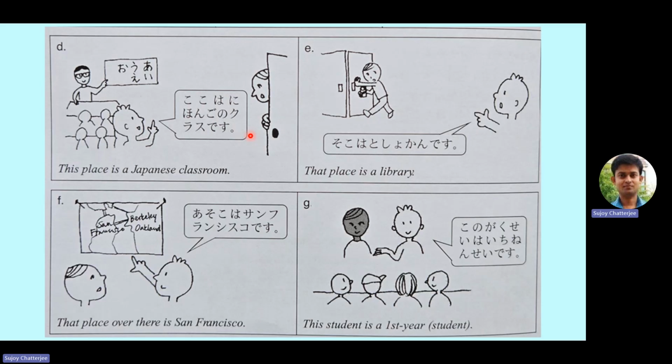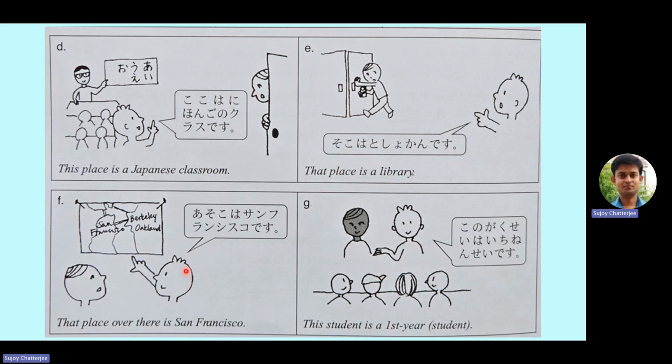Now, if we say soko wa toshokan desu. Soko wa toshokan desu. That means that place is a library. So over there is the library. That place is a library. Soko wa toshokan desu. So similar to kore, it is koko, and similar to sore, it is soko.